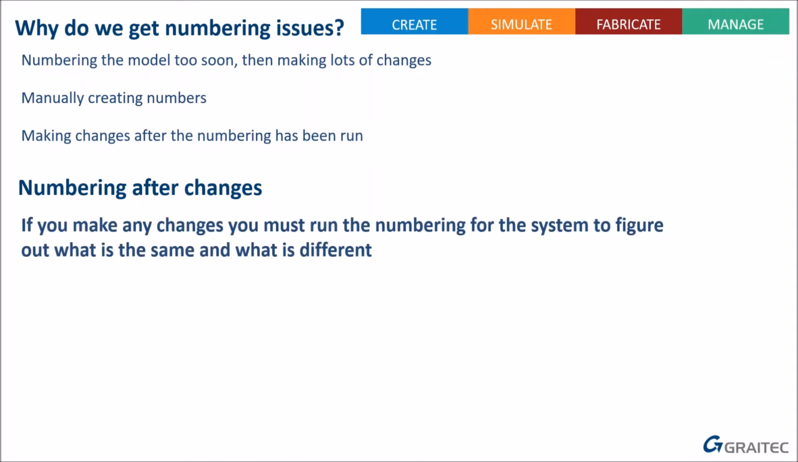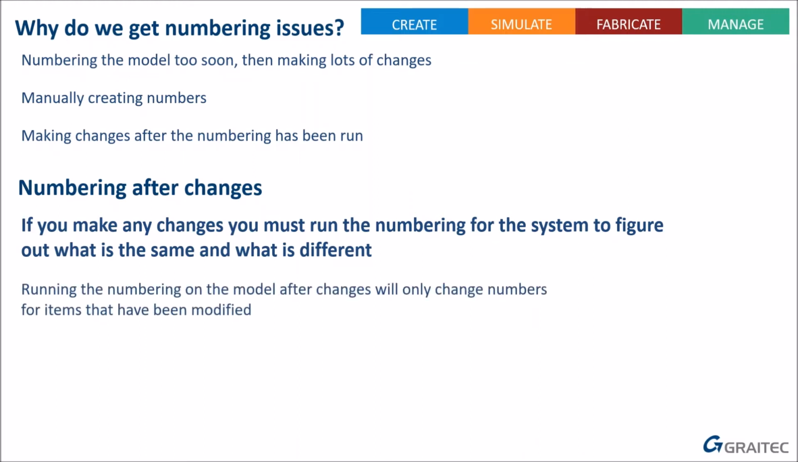So if you do have to make changes to the model, you must run the numbering again for the system to figure out what is the same and now what is different. Running the numbering on the model after the changes have been made will only change the numbers for the items that have been modified. A lot of people get concerned that it will completely renumber the model. It won't do that. It will only change what you have modified in the model.